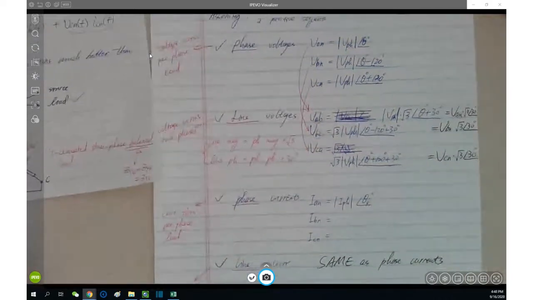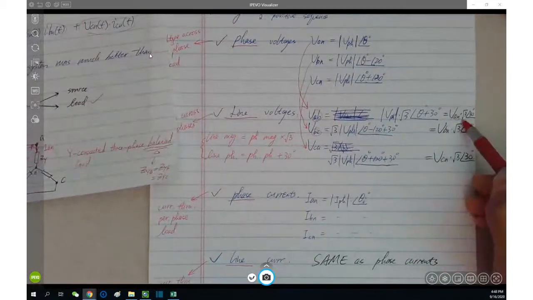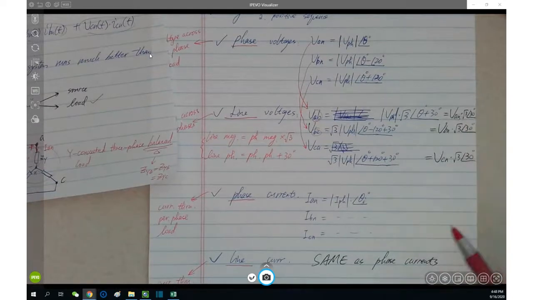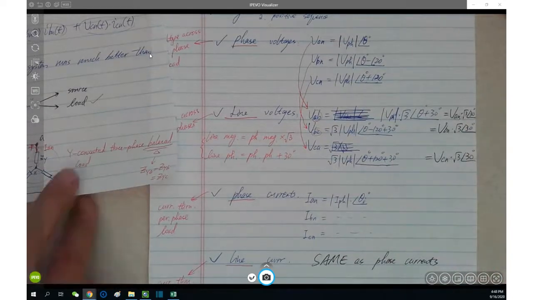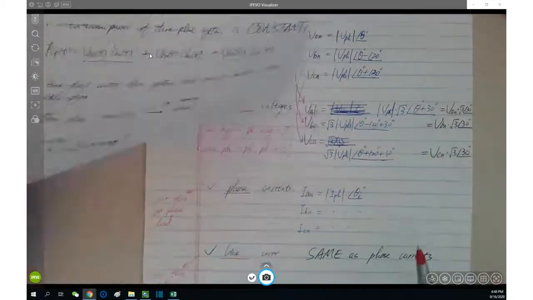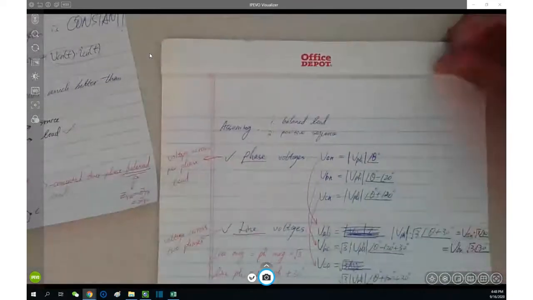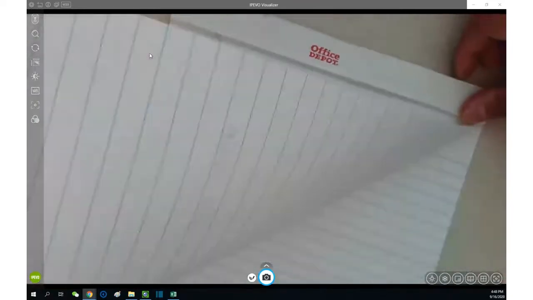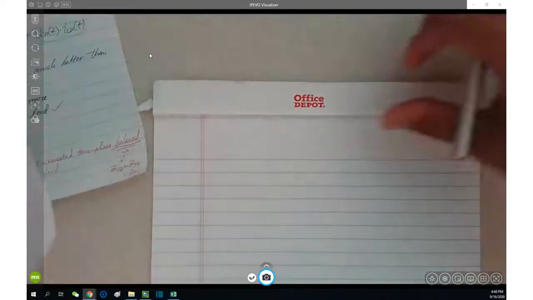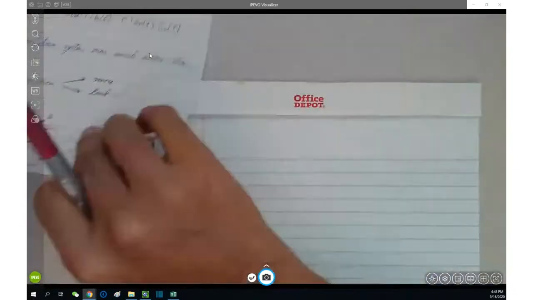Once again, phase voltage times square root of 3, angle 30 equals the line voltage, and the phase current is identical to the line current in Y connected load. Similarly, you have the conclusion for the delta.